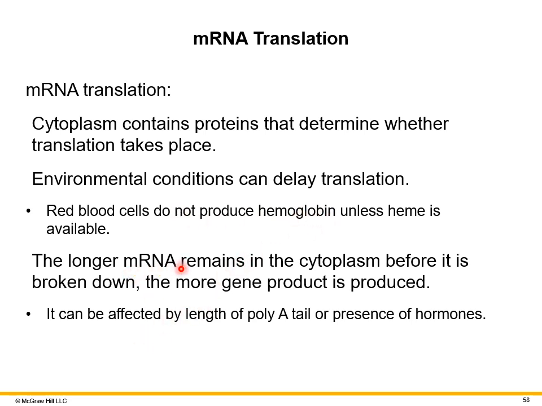The longer the mRNA remains in the cytoplasm before it is broken down, the more gene product is produced. But how does the mRNA last longer in the cytoplasm? This is affected by the length of the poly-A tail. The poly-A tail is added to the end of the mRNA during mRNA processing and allows the mRNA to last longer in the cytoplasm. And also the presence of some hormones allows the mRNA to last longer in the cytoplasm. So these factors at the translational level are going to affect gene expression.